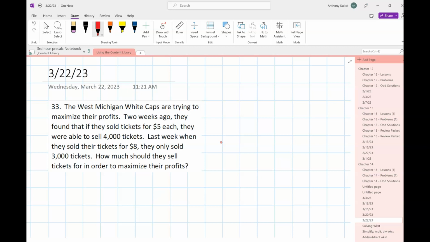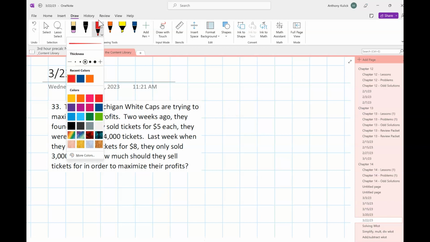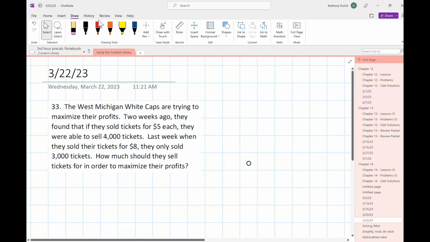All right. So we're talking about number 33 here. This says the West Michigan Whitecaps are trying to maximize their profits. 2 weeks ago, they found that if they sold tickets for $5, they sold 4,000 tickets. Last week, they sold them for $8 and sold only 3,000 tickets. How much should they sell their tickets for in order to maximize their profits?